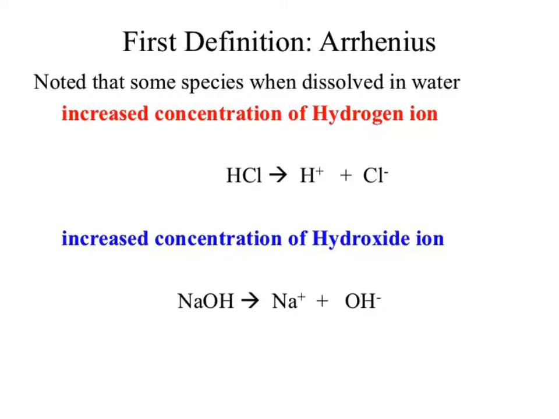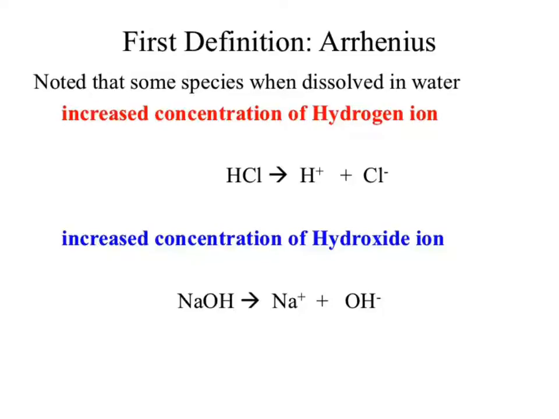Okay? So, our first definitions of acids and bases went all the way back to, I think he's Greek, Arrhenius, who was at least credited for it, so we get a definition according to him. He noted that when species were dissolved in water, there was an increase in the concentration of hydrogen ion. I don't know the specifics of how, but that's what he was able to detect. So when I took hydrochloric acid, or hydrogen chloride, and added it to water, I saw a large concentration of hydrogen ion appear.